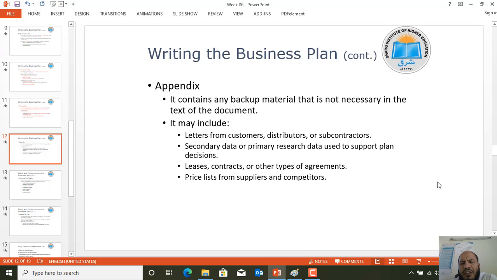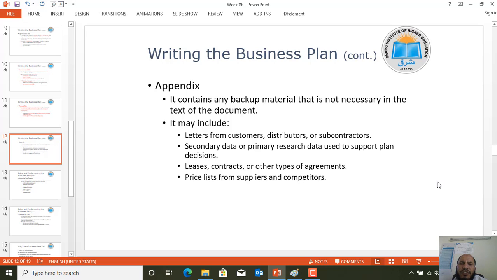These may include distributors and subcontractors information, the secondary data or primary research data which will support our business plan decisions, the feasibility study, the survey that we have conducted, researches that we have done, the business model that we have developed, and detailed information we can attach in the appendix. These may include lease information, the contracts that we will make for doing business, and other types of agreements.